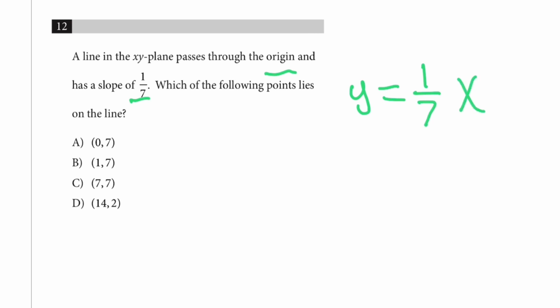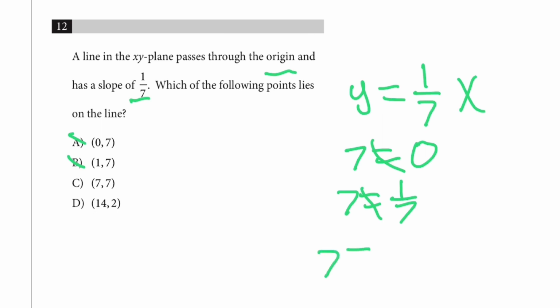So we can just start plugging in points. 0 and 7. Well, that would mean that 7 is equal to 0 times 1/7, which is 0. Not true. So it's wrong. We can try b. 7 is equal to 1/7. That's also not true. We can plug in 7 and 7, and we'll get that 7 is equal to 7 times 1 over 7, which is just 1. So we know that's all wrong.